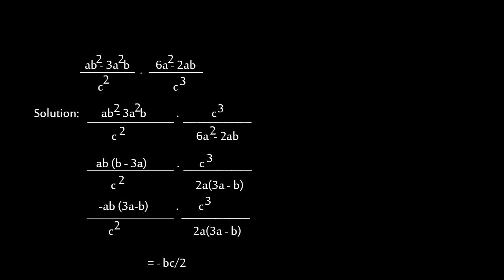Factor out negative 1 so that b minus 3a becomes negative b plus 3a and can be written as 3a minus b. After that, you may now cancel the common factors and you are left with negative bc over 2.